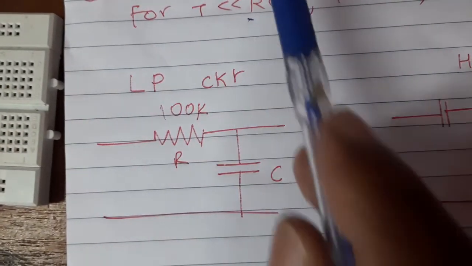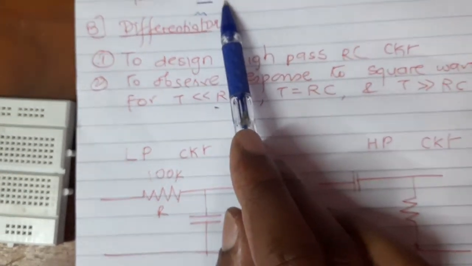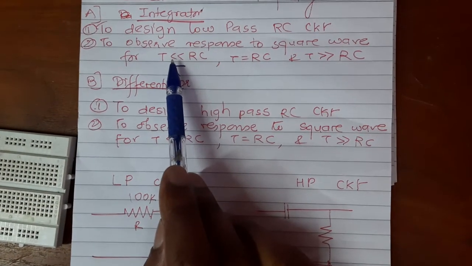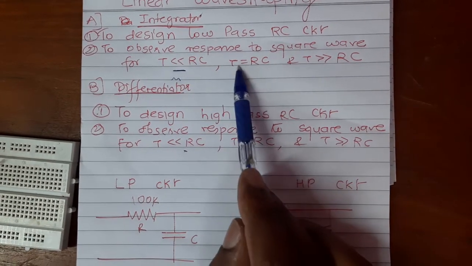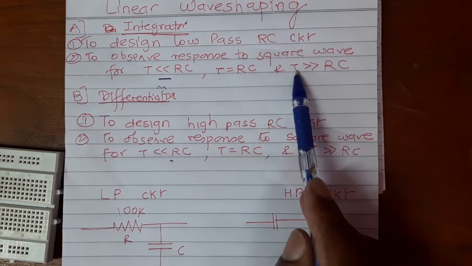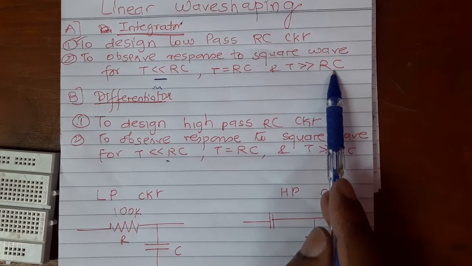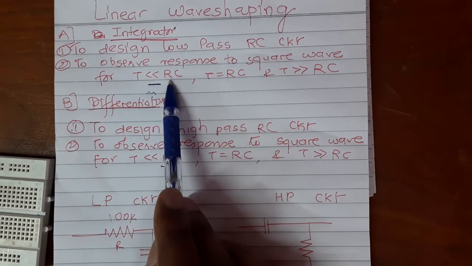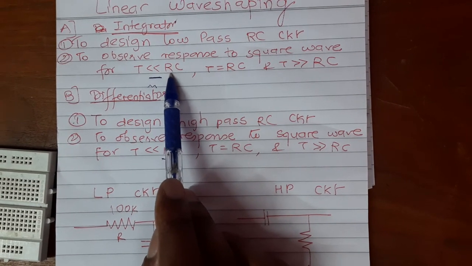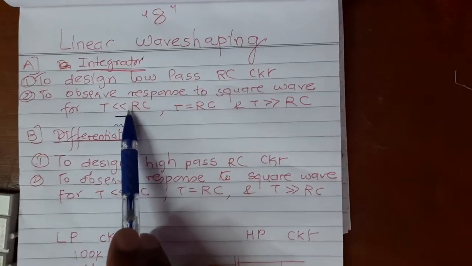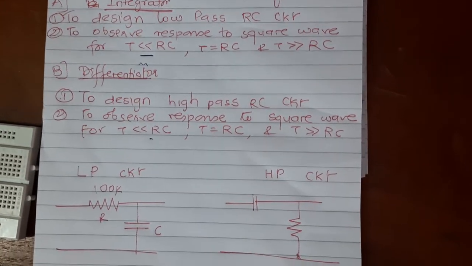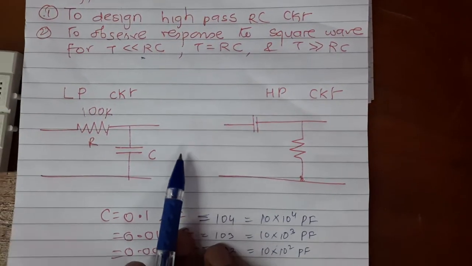We have three conditions that we will be discussing: when T is very much less than RC, when T is equal to RC, and when T is very much greater than RC. Out of these three cases, only when T is very much less than RC does it behave as an integrator. If you give a square wave signal, you will get a triangular waveform over here.